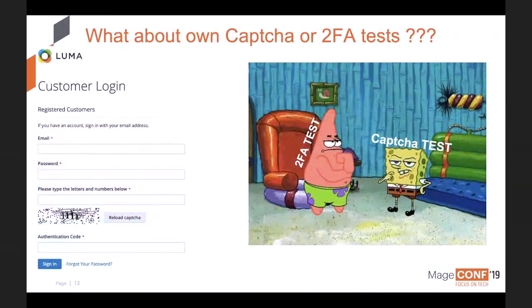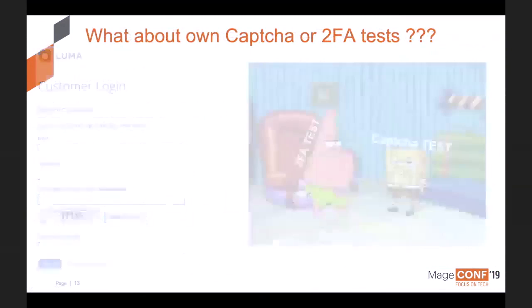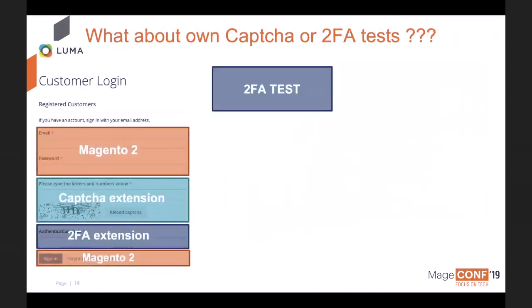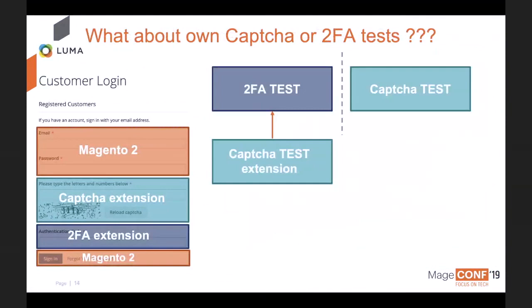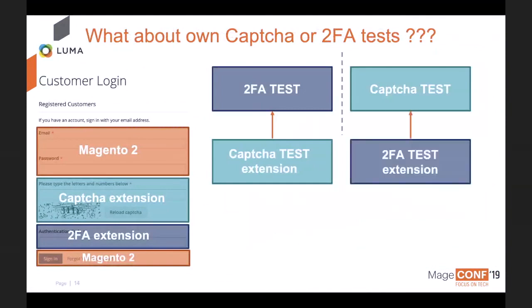I want to ask a question: what will happen if each of these extensions has its own tests? How can they be extended and how can they work without knowing about each other? Coming back to our form, we can have a 2FA test and a CAPTCHA test. They don't know about each other. The CAPTCHA test extension can extend the 2FA test and the 2FA test extension can extend the CAPTCHA test, but at the same time we break the idea that these tests do not know about each other. These two extensions start to be dependent on each other, because without each other those test extensions will fail. They will not know where they should be inserted.